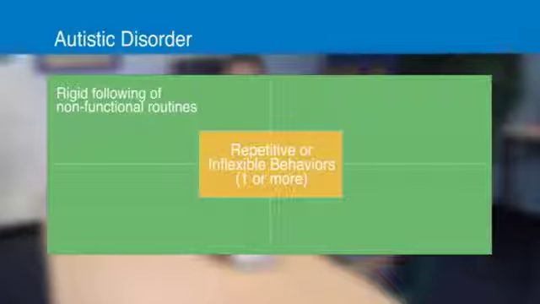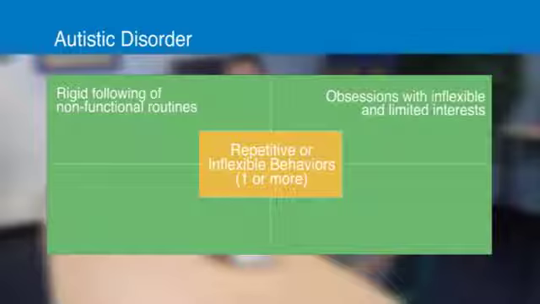Good job. Students with autism may also have obsessions with inflexible and limited interests. For instance, they may obsessively play with or talk about fire trucks.